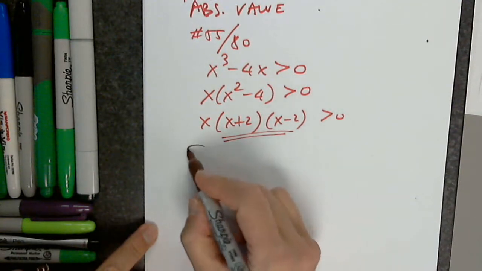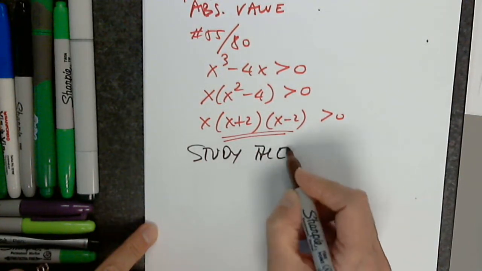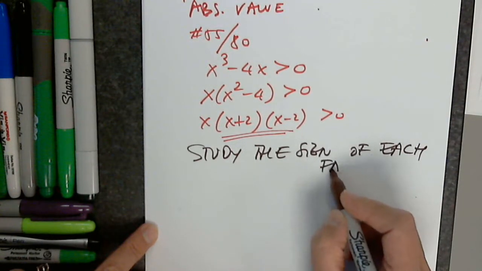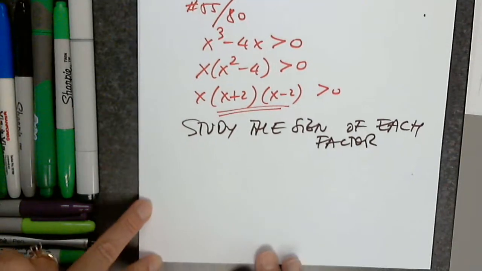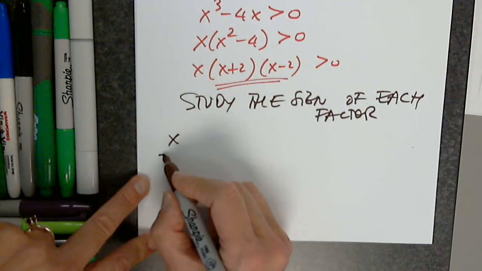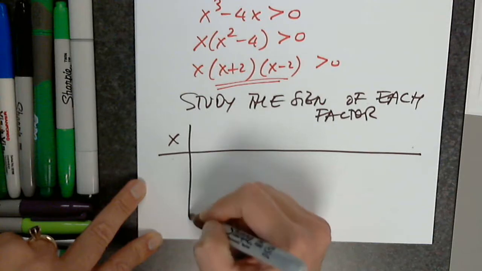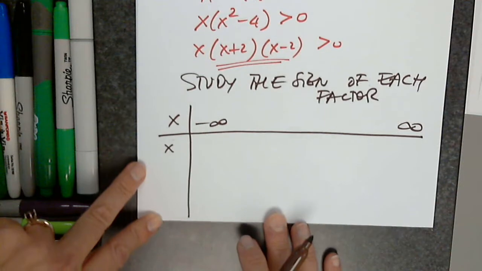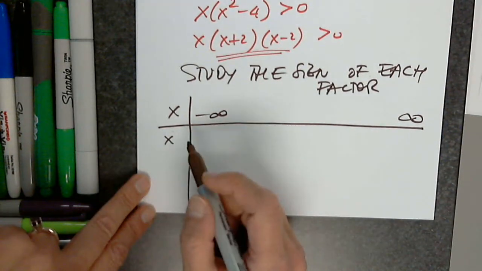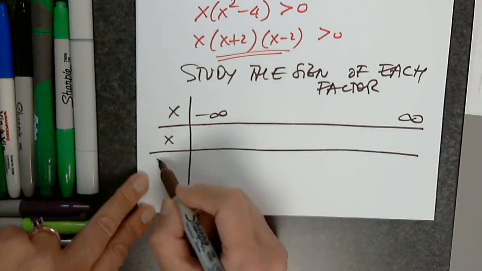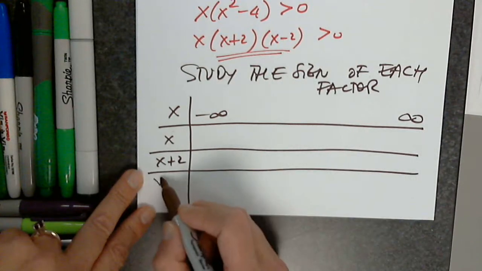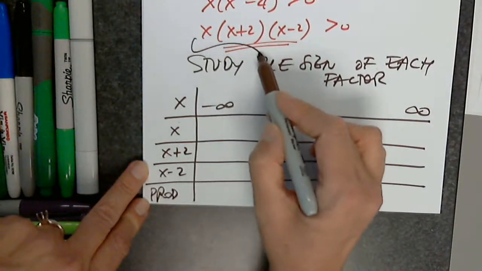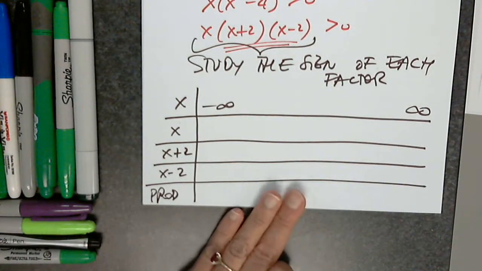I will study the sign of each factor. And I like to do it with a chart. Of course, if that is the best method for you, use it. So x is the variable in the problem and goes from negative infinity to infinity. Then I have x as the first factor, x plus 2 as the next factor, x minus 2 as the last factor. And I will say here the product of all these because I don't have enough room.